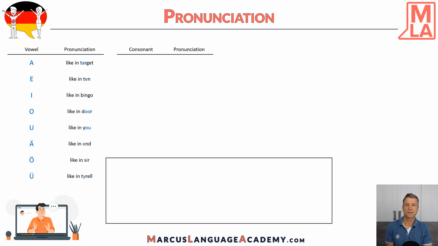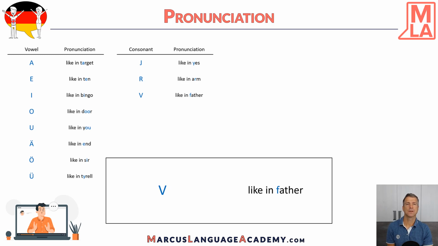So let's see the consonants. I will just mention those consonants that are different to English. So we have J, pronounced like in yes, always. The R is pronounced like in arm. It's a little bit soft, not so strong, but normally you can feel it and hear it.